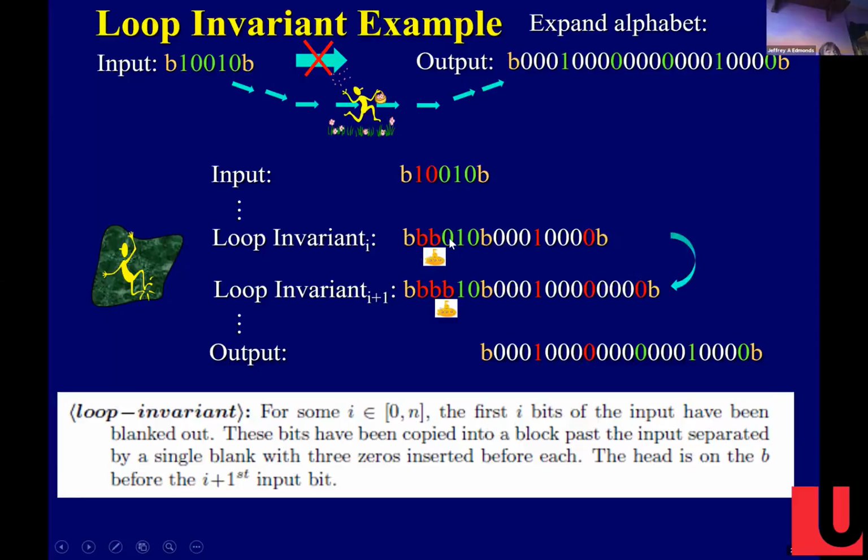I move my head over here. How do I handle that character? Well, I read it and I remember it. I remember it's a 0, and I write a blank on top of it. And then I keep moving right till I get to a blank, and then I move past the blank, and then I move right until I get to a blank, and then I move past the blank, and then I write 0, 0, 0, and then I write the character that I just read.